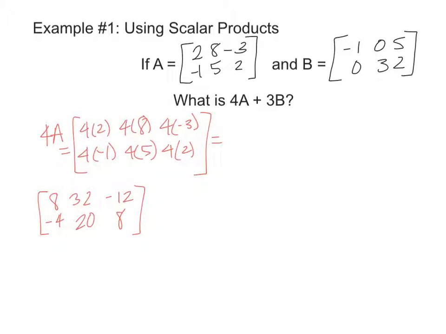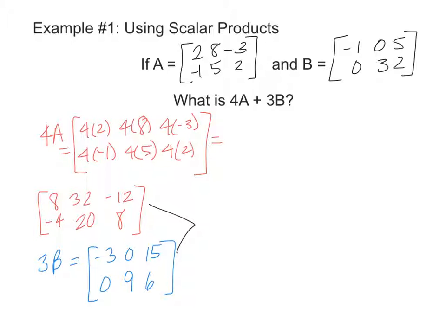All right, to do 3B, this time I'm just going to write the answers. 3B would be 3 times every element of B, so that would give us negative 3, 0, 15, 0, 9, and 6. All right, finally we are to add those two matrices together.